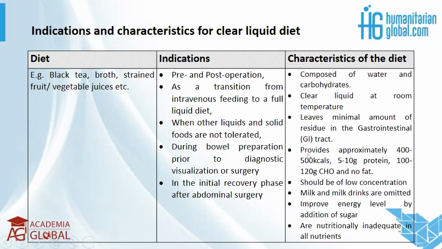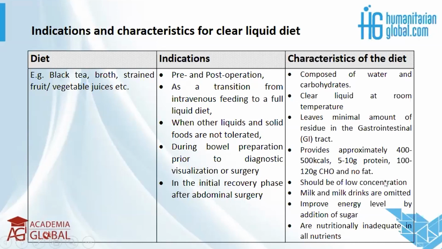And because of its nature, you can see this diet, even when taken for the whole day, only provides very little calories, 400 to 500 kilocalories, which are not adequate for a normal person. A normal person may need anywhere from 2,000 calories, depending on their size and other factors. And it can only give 5 to 10 grams of protein and 100 to 120 grams of carbohydrates in simple sugars. And it has no fat, absolutely no fat. It should be of low concentration.